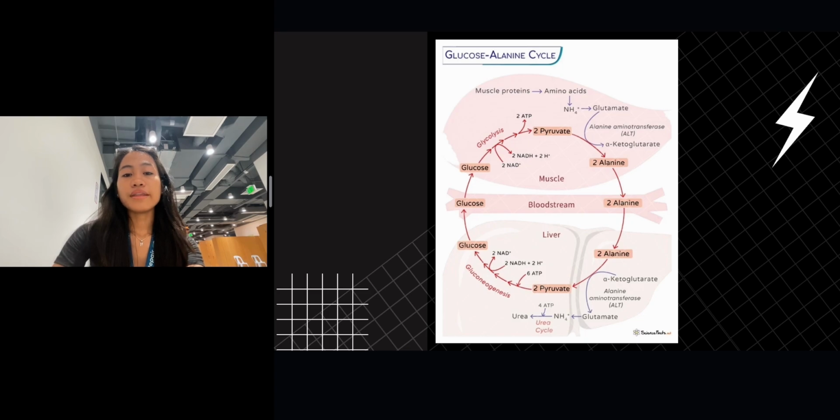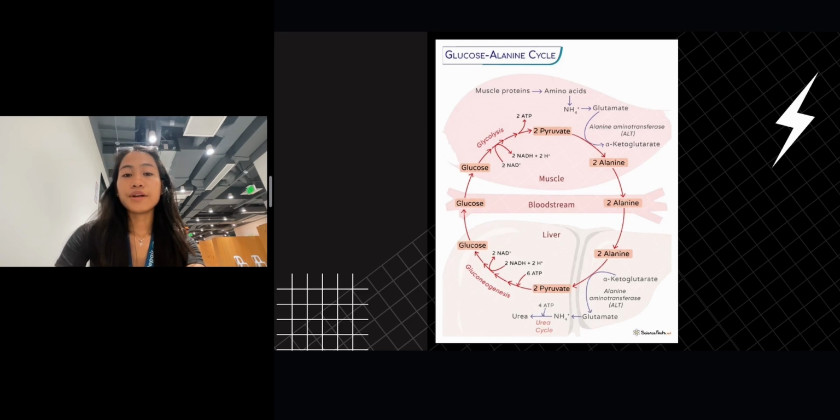So in the muscle, the amino acids from the protein breakdown transfer their amino groups to glutamate, and through the action of alanine aminotransferase, or ALT, glutamate donates its amino group to pyruvate, forming alanine and alpha ketoglutarate. Alanine is released into the bloodstream and transported to the liver.